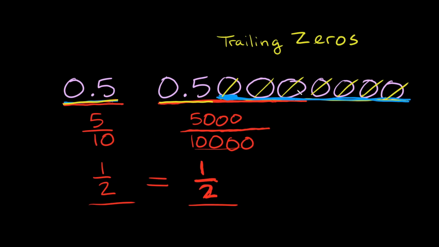Okay, so now that you know what trailing zeros are, let's change this problem up a little bit. Okay, now let's say we were comparing 0.5 and 0.05. Now, are these equivalent decimals? Well, again, in order to check that, we can always just convert these to fractions and check it that way.